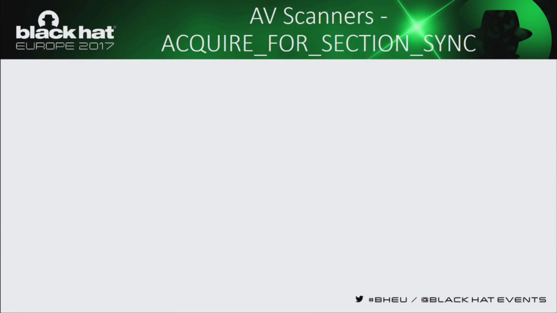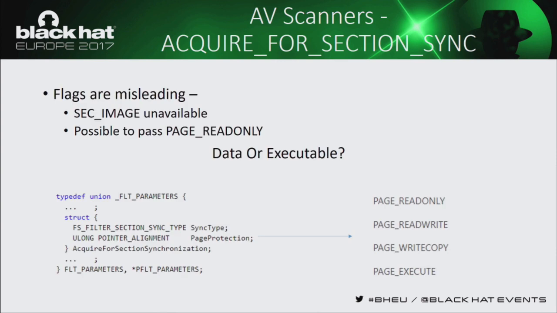There's some issue with this specific place. It's called acquire for synchronization because the mini filter API doesn't allow us to see all the parameters which are passed from the user space. So when we map the section in user space, we have a parameter that tells the Windows kernel that we are mapping an image, and we have another option which specifies the page protection. But inside the AV callback, we have only the page protection, we don't have the image type.